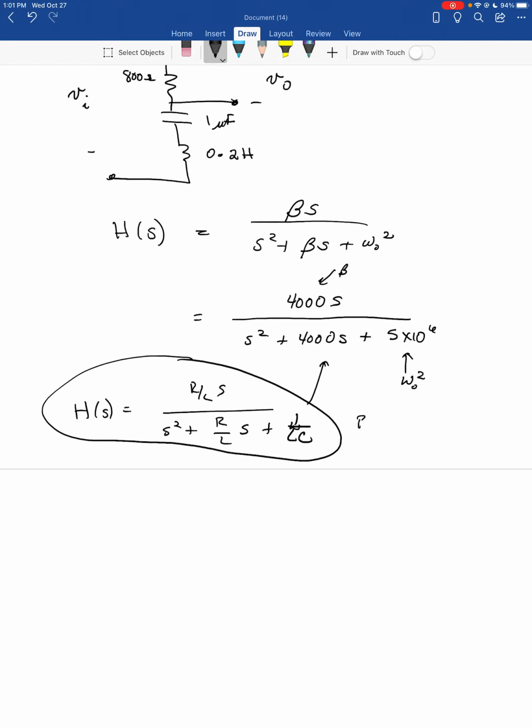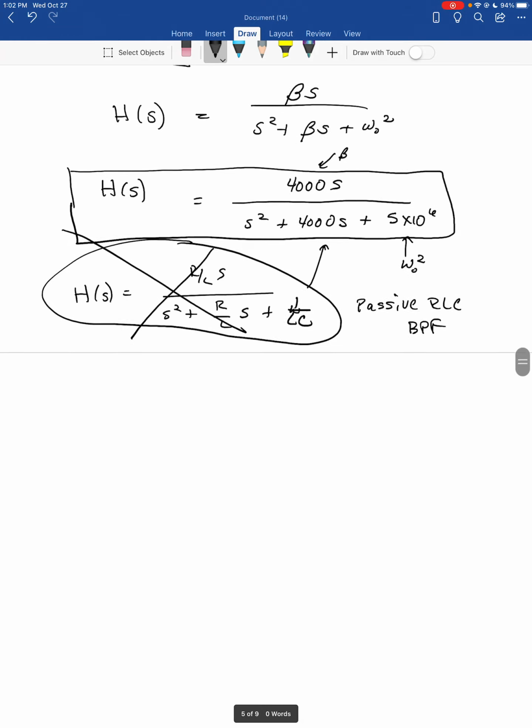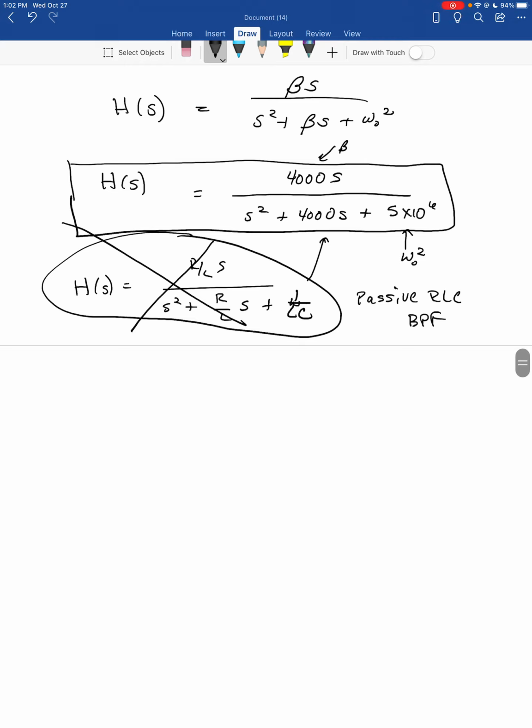Okay, so that is the passive RLC bandpass filter. And the correct version of the transfer function is not this one, because that has unknowns, and this is a design problem, so we actually are looking for numbers. So the actual answer that a person should give is this one right here that includes numbers plugged in for beta and omega naught squared.